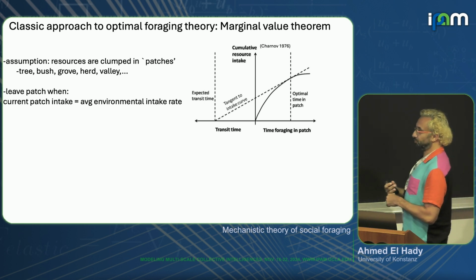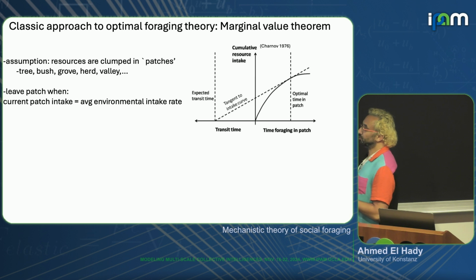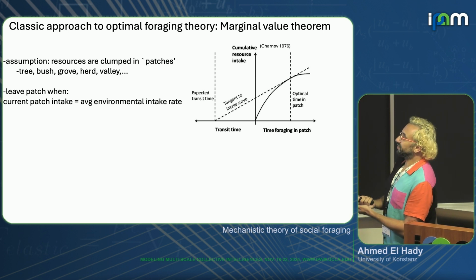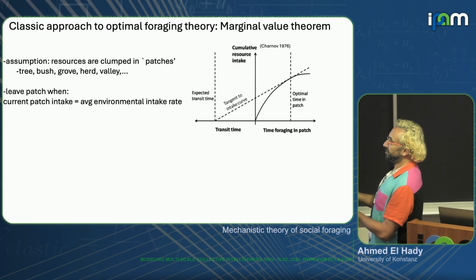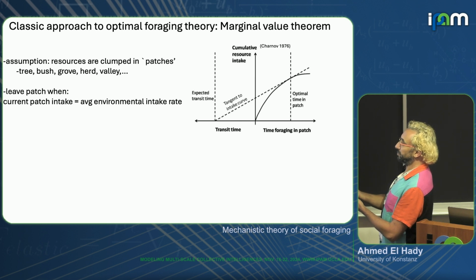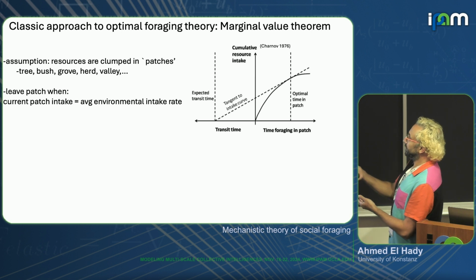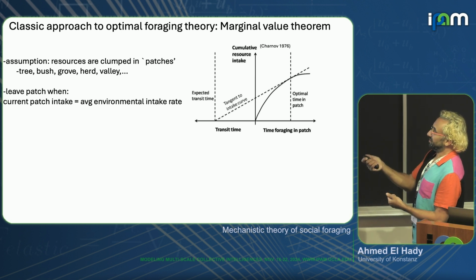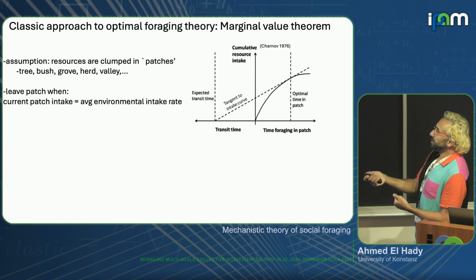Within behavioral ecology, you might have heard of optimal foraging theory, and there is something called the marginal value theorem. The marginal value theorem proposes a rule of thumb that the animal leaves its patch when its current patch intake rate is equal to the average environmental intake rate. It was established around the 70s, and in many papers you will find curves where the cumulative resource intake is plotted against the time foraging in the patch.